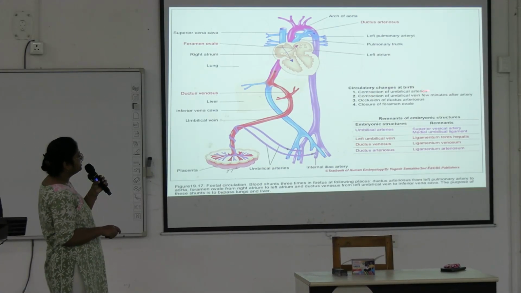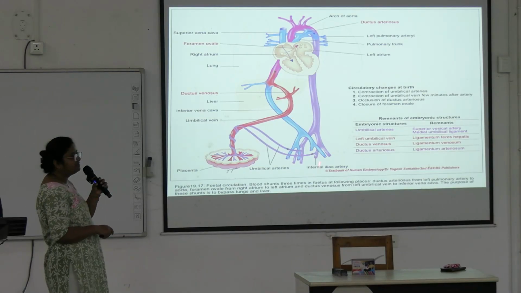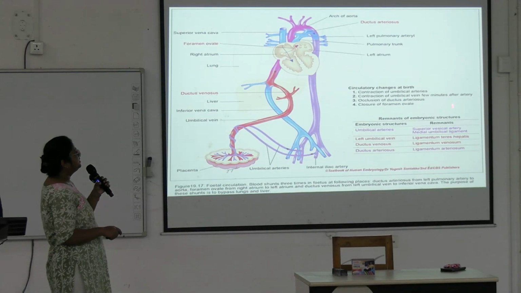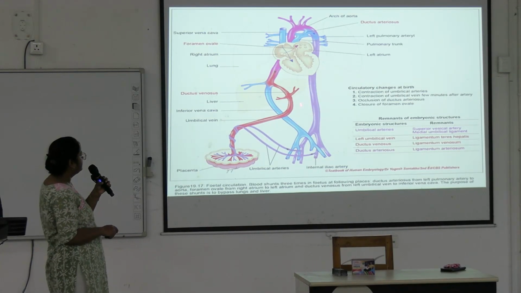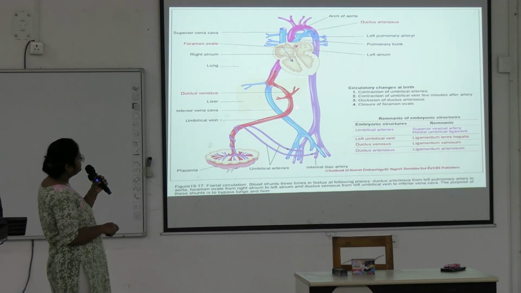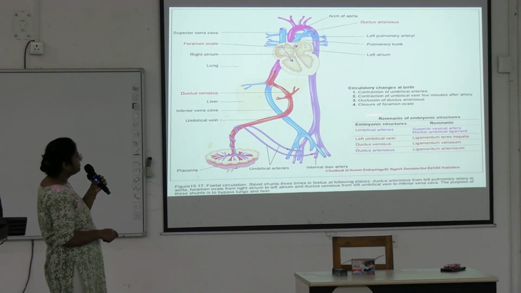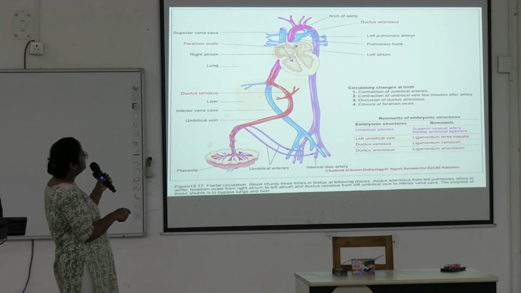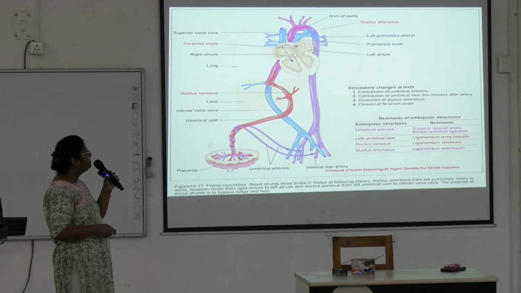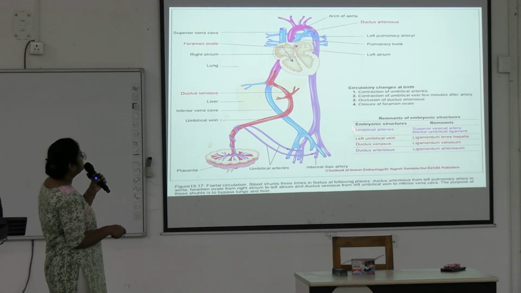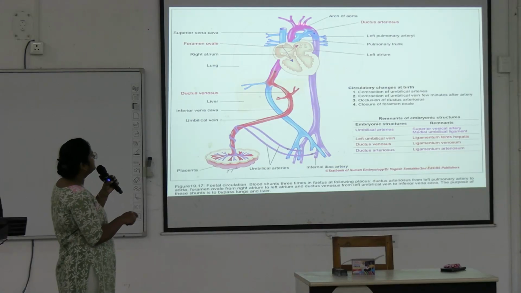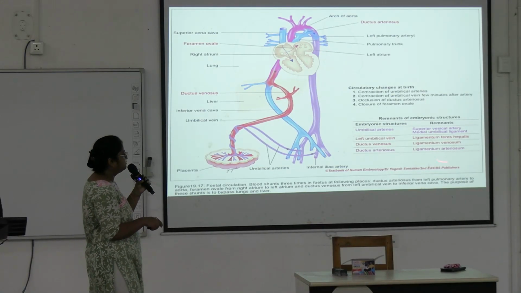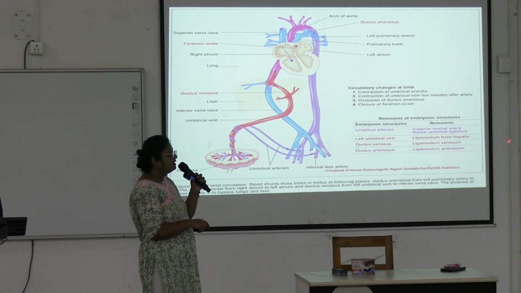There will be contraction of the umbilical arteries. See, these are the umbilical arteries, they will contract. Contraction of the umbilical vein a few minutes after the artery. This umbilical vein contracts later than the arteries. And occlusion of the ductus arteriosus here, this ductus arteriosus will close to form the ligamentum arteriosum, and closure of the foramen ovale here. The foramen ovale will close because of increased pressure in the left atrium.